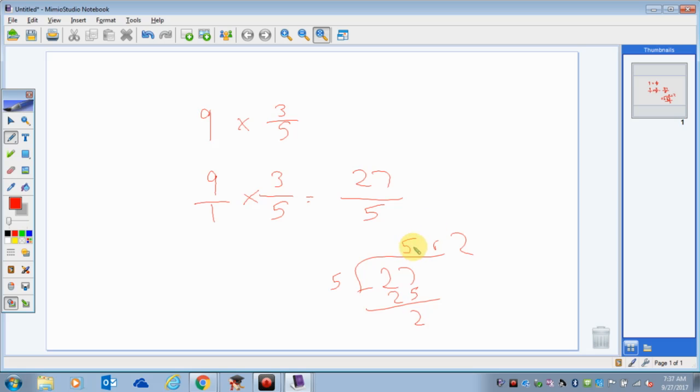So this will be my whole number. This will be my numerator. This will be my denominator. So 27 over 5 equals 5 2/5. Or you can just do it in your head and say 5 will go into 27 5 times, that's your whole number, with 2 left over, and the denominator stays the same.